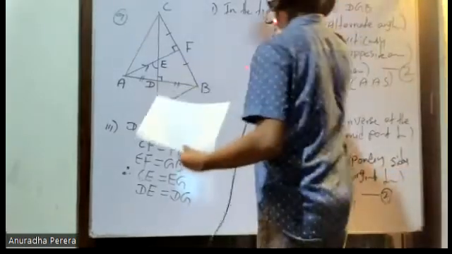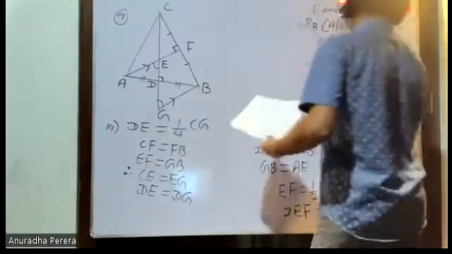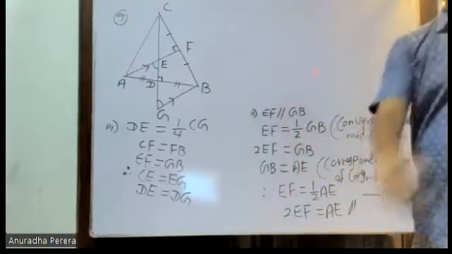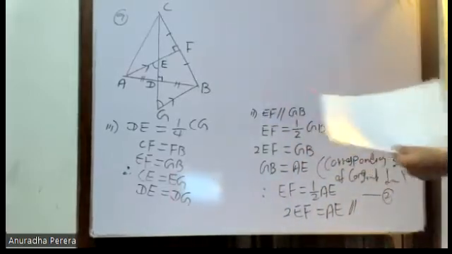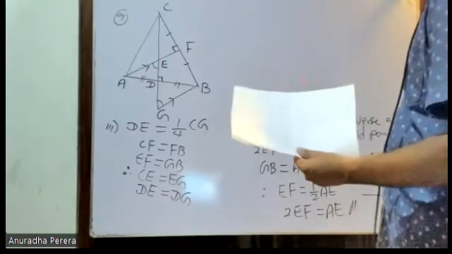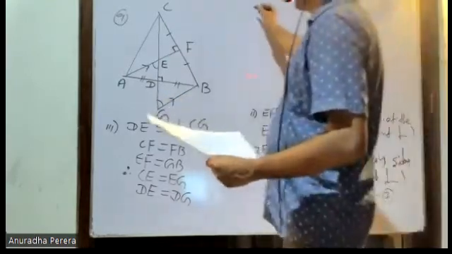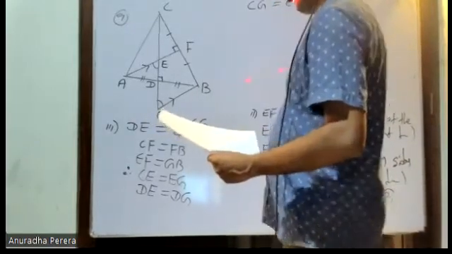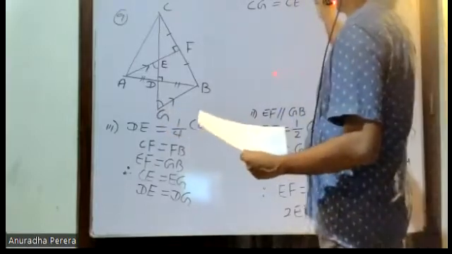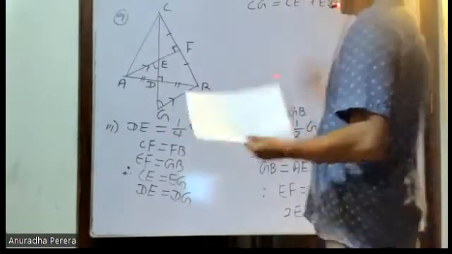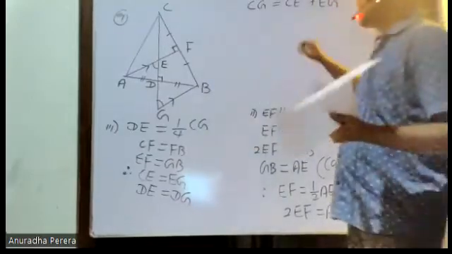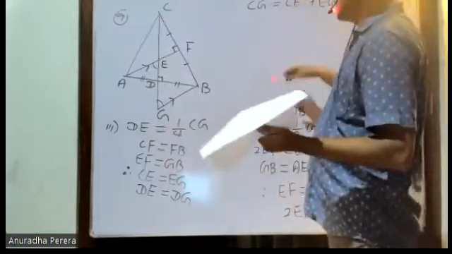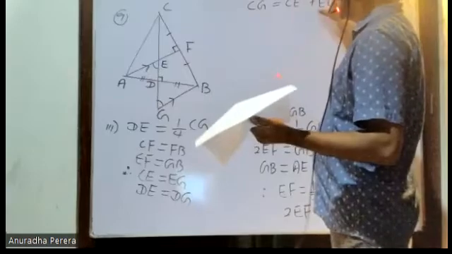I will erase this. DE and CG. You can write CG equals CE plus EG. Then how to obtain this? CG is in the answer. DE, you have to write CE and EG in terms of DE.